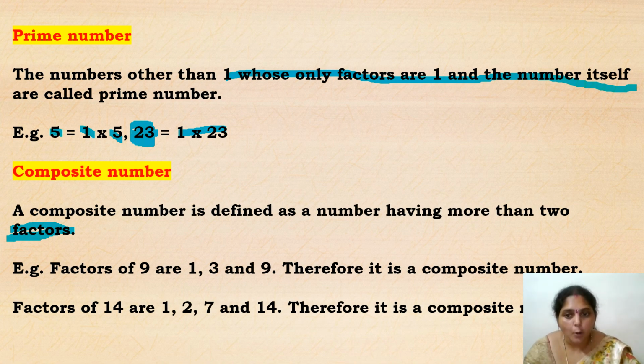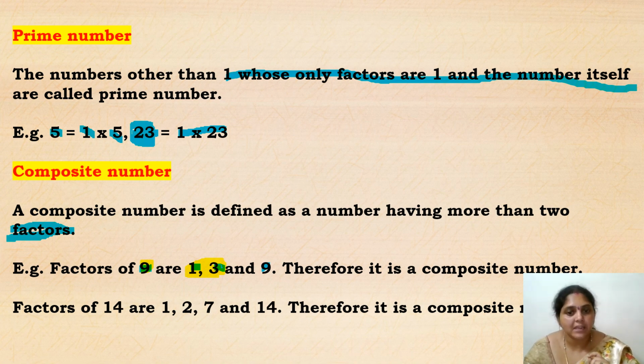Now what is meant by composite number here? Suppose I have taken the number 9. 9 can be divided by 3 different numbers, that is 1, 3 and 9. 1 9s are 9, 3 3s are 9, 9 1s are 9. These are the 3 factors. Therefore it is a composite number because it is having more than 2 factors. Such type of numbers are known as composite numbers. So 9 is a composite number.